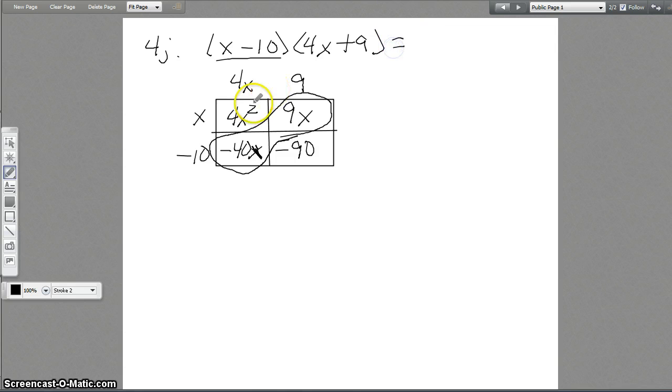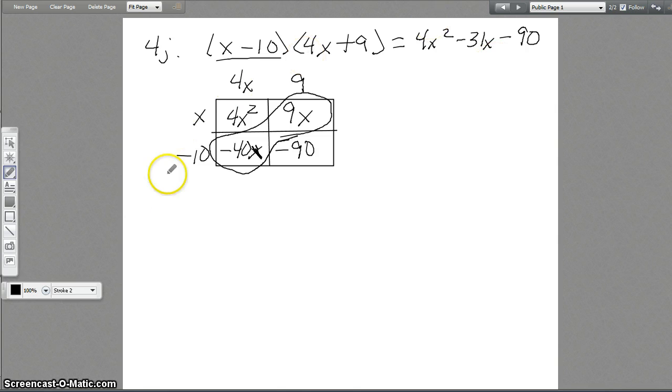So when we write out our answer, we start with 4x squared from our top left box. And then we have 9x minus 40x. That is negative 31x. And then we have a negative 90 at the end. So our answer is 4x squared minus 31x minus 90.